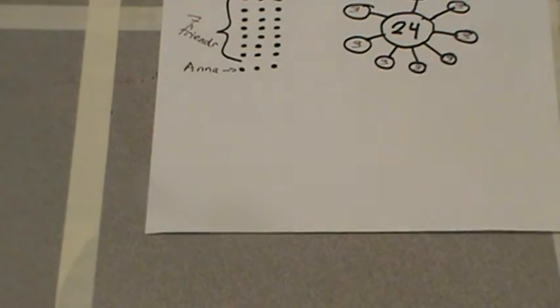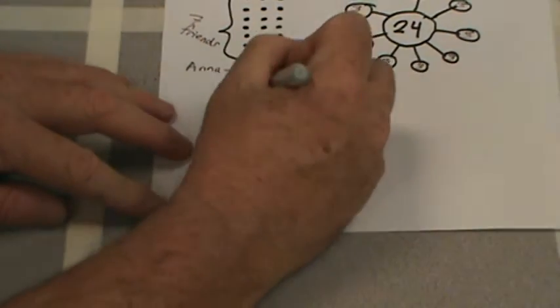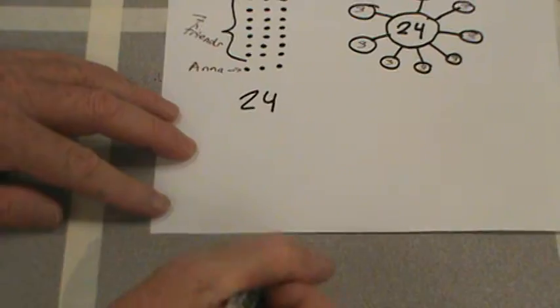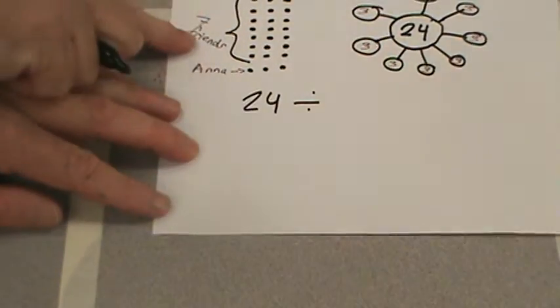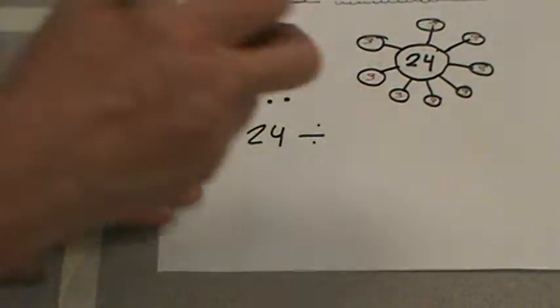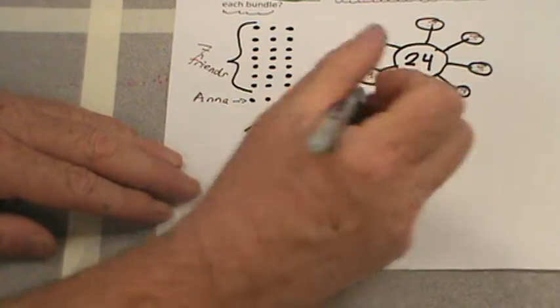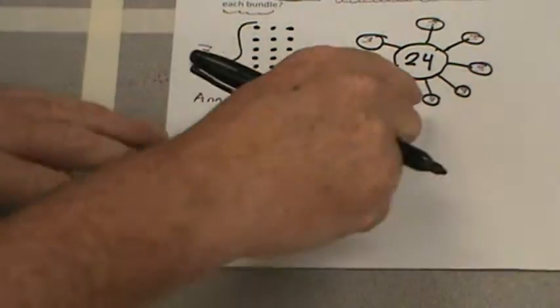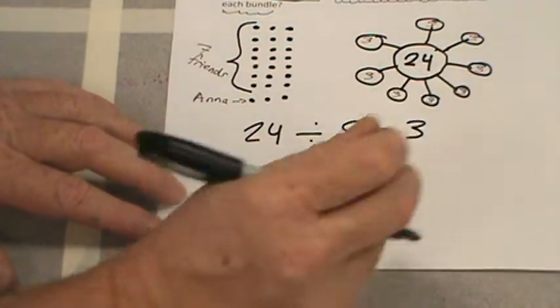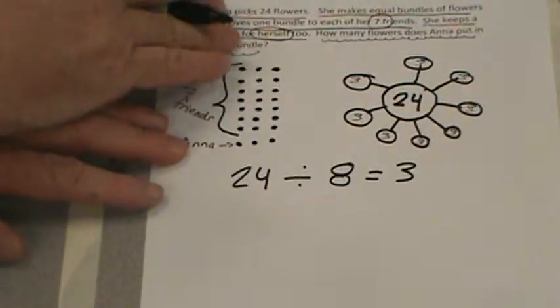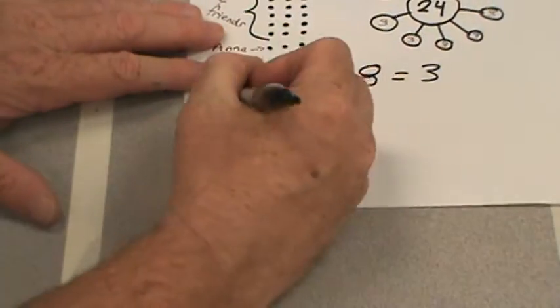We could show this as a division sentence because we could take the total flowers. We had 24 flowers, right? And we divided them among Anna's 7 friends and Anna. So that's divided by 8. And of course, what would that equal? We've proved it. 3. Now we need to write, because we've read, we've drawn, and now we write.